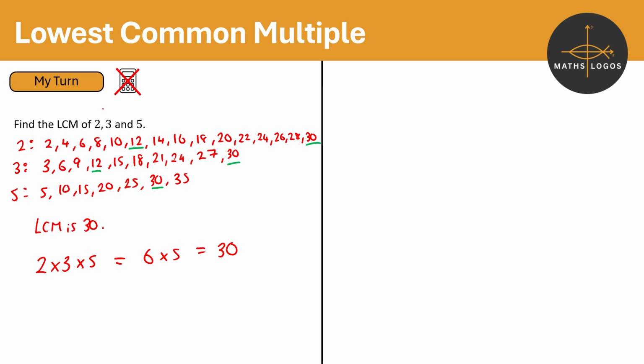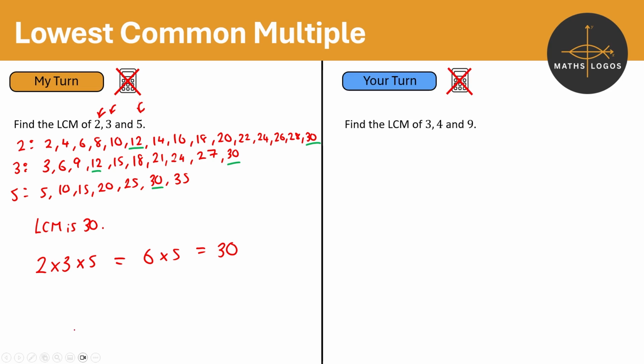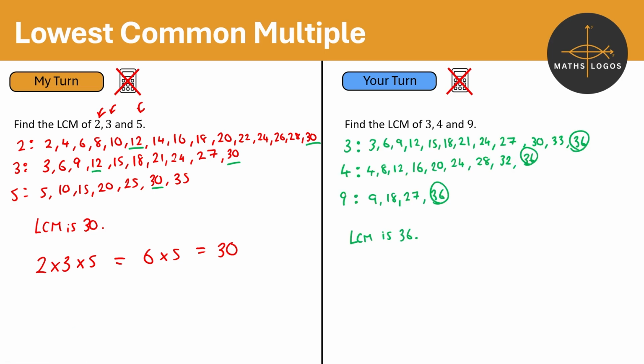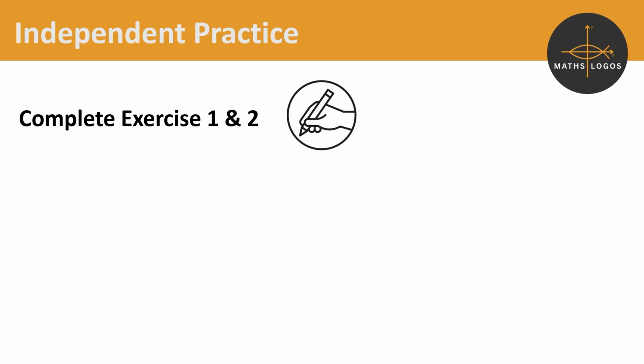And the reason for that is because 2, 3, and 5 are all different prime numbers. So if you ever find yourself with different prime numbers, then you can actually multiply them together to get your lowest common multiple. Pause the video and give this question a go, and then your answer will be on screen. So you should have got an answer of 36. If you're following along in our lesson booklets, you can now complete exercises 1 and 2.